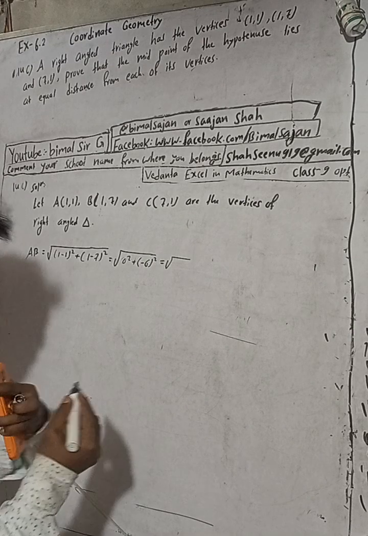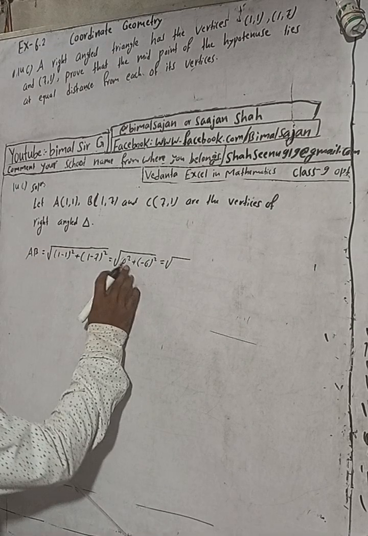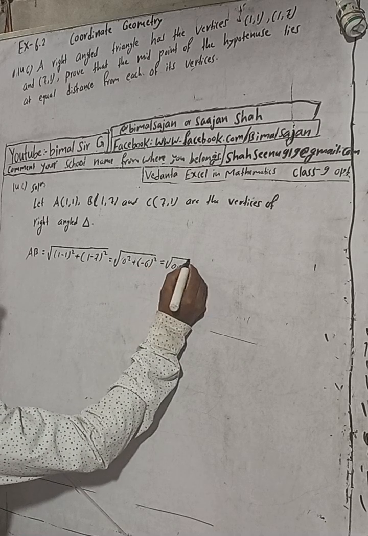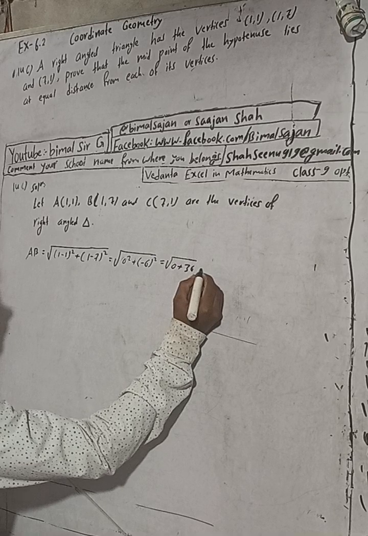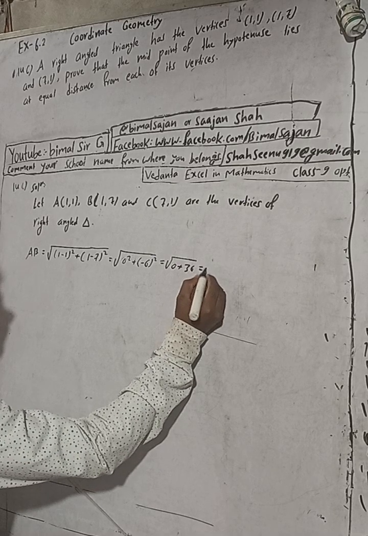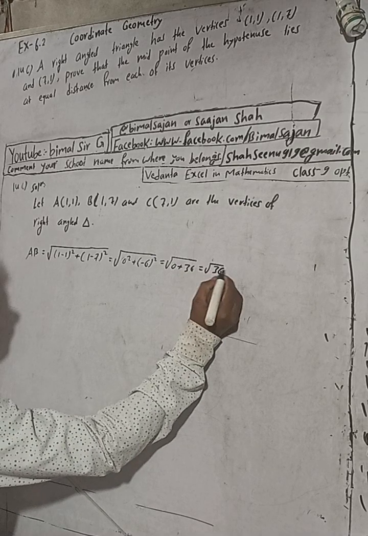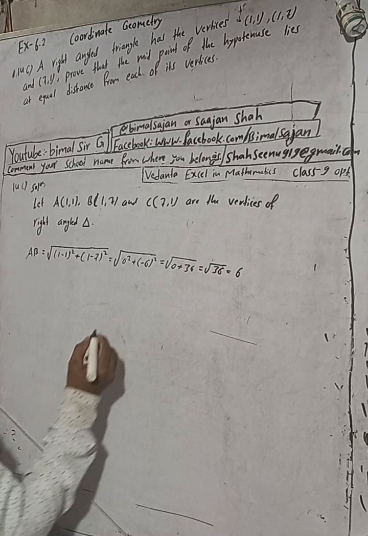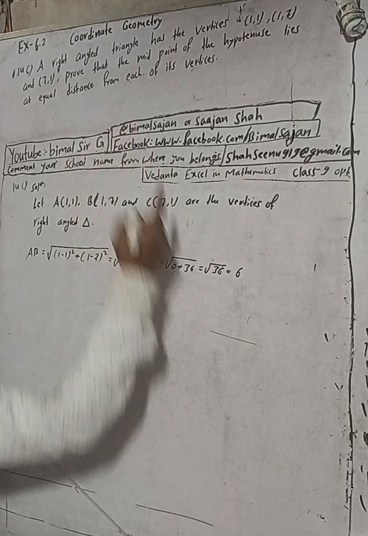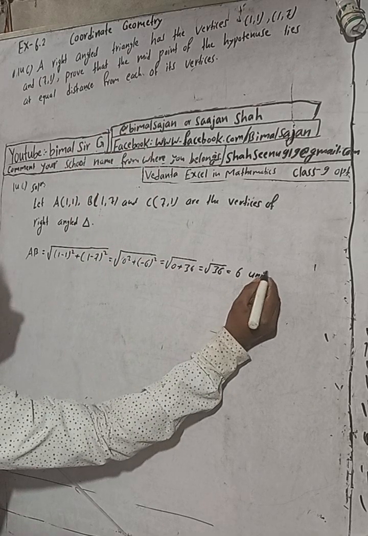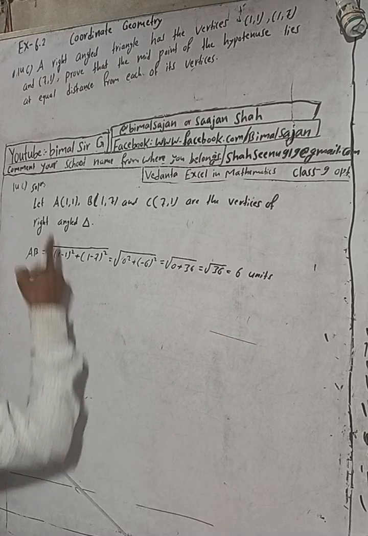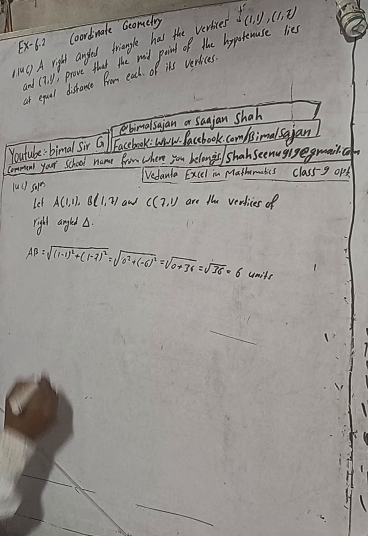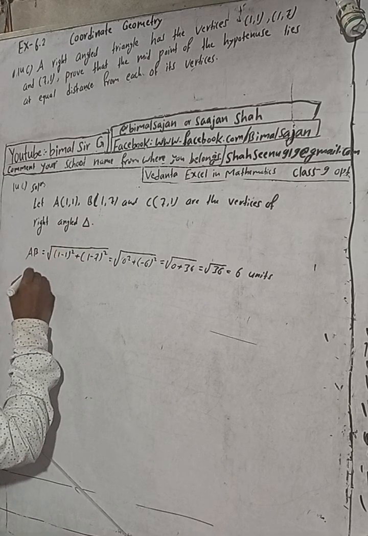Okay, welcome back. Here 0 square will be 0 plus minus 6 square will be 36. That means 0 plus 36, 36. So this is just root 36, which is 6 units. Now because 3 points are there, we have AB and BC. Now I'll find BC.